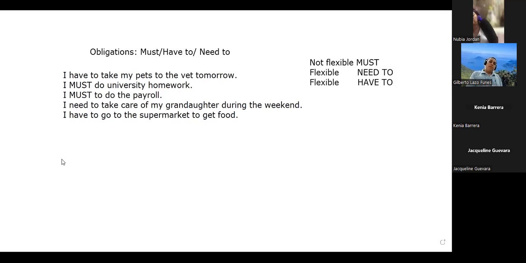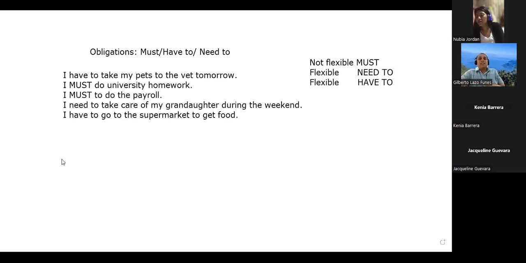Okay. Number four. I need to take care of my granddaughter. Tengo que cuidar a mi nieta durante el fin de semana. No quiero cuidar a la nieta. ¿Es opcional o no, Jacqueline? No, no es opcional. No tiene quien. So, es I must.